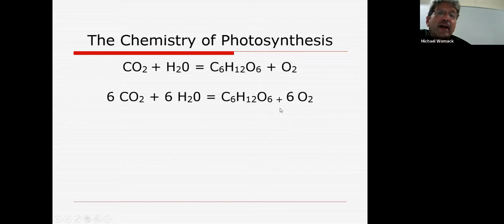So photosynthesis will make oxygen, but that's not its purpose. The purpose of photosynthesis is to make a sugar molecule. The byproduct is going to be oxygen. And it uses carbon dioxide and water to do that. Okay? That is the chemistry of photosynthesis.